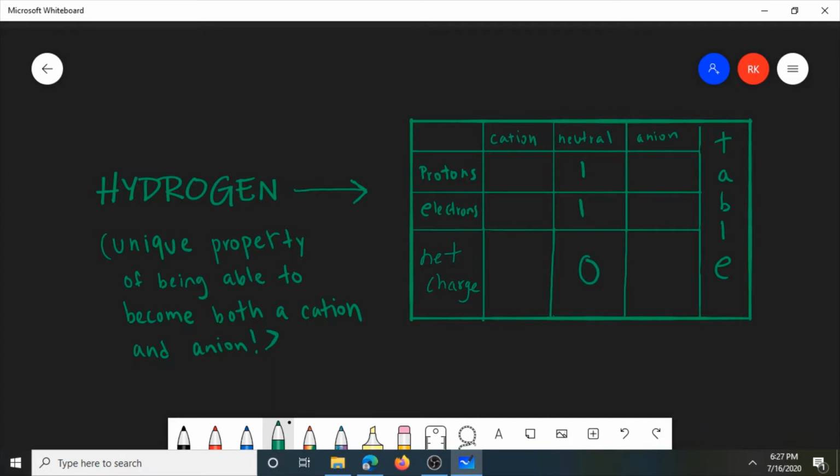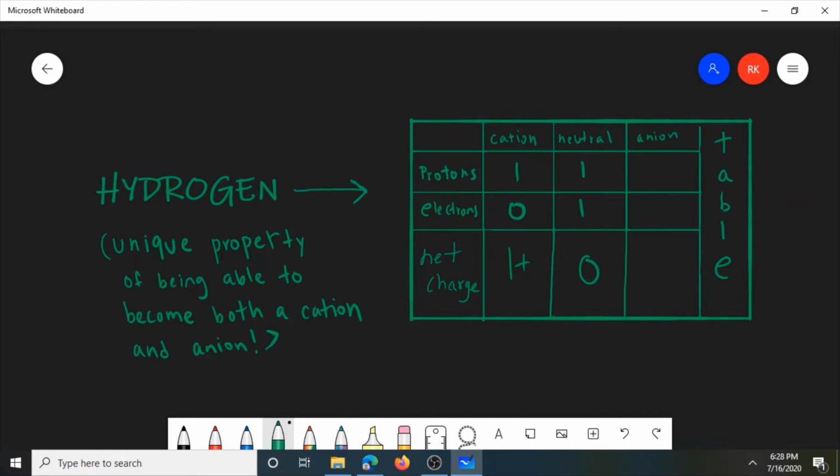The cation version of hydrogen has 0 electrons, 1 proton, for a net charge of 1 plus. In the cation version, it lost an electron from 1 to 0, but the number of protons stayed the same. Since the number of protons is greater than the number of electrons, the net charge remains positive.